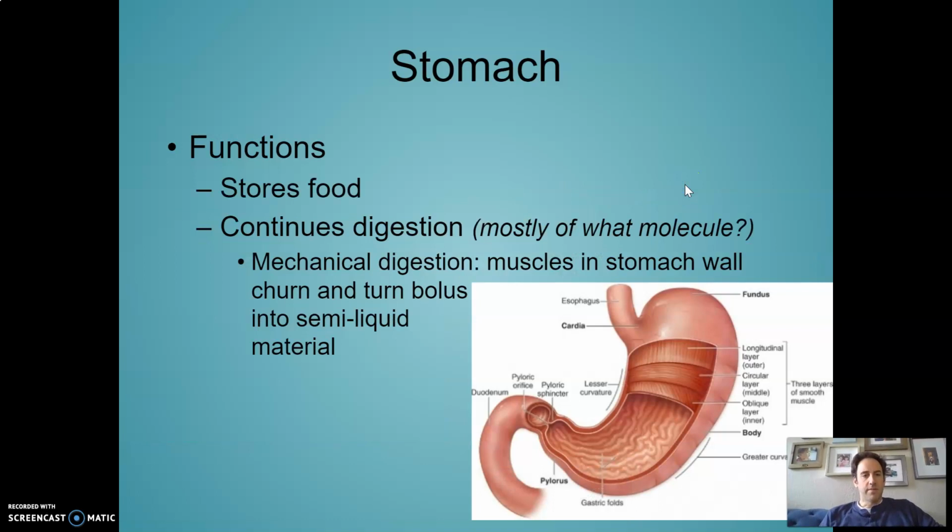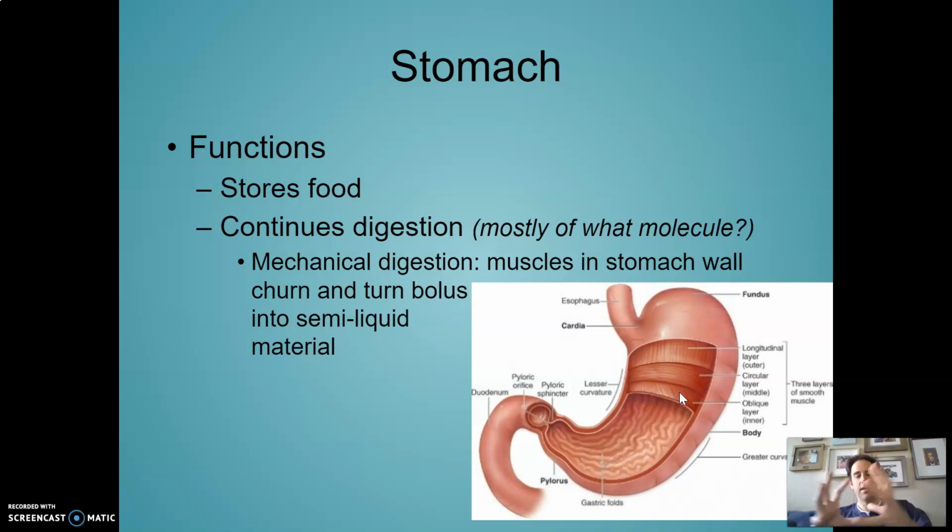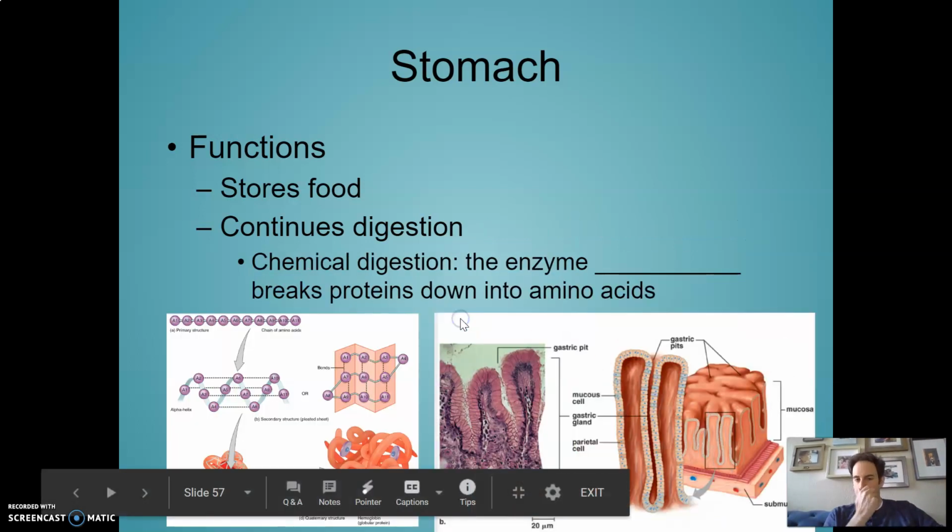So the other function of the stomach is that it continues digestion. Again, mostly of which molecule? Hopefully you said protein. It does this in two ways. There's mechanical digestion, where the muscles of the stomach, you can see these muscle fiber lines pointing in kind of opposite directions, right angles, and then a diagonal here. These muscles sort of churn the stomach to help mix the bolus and turn it into this kind of semi-liquidy material, very disgusting. But then there's a chemical digestion process.